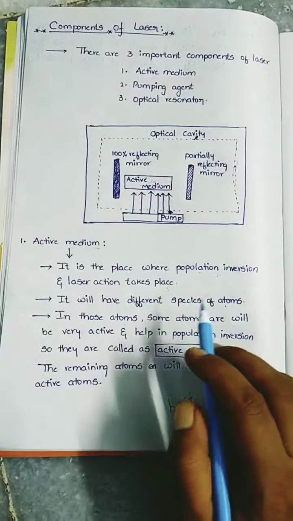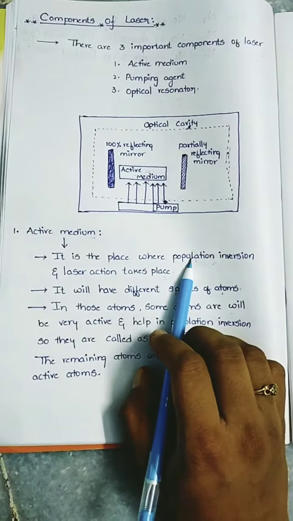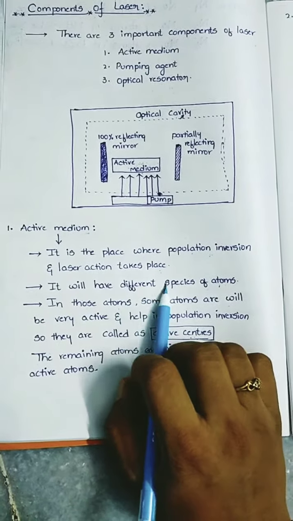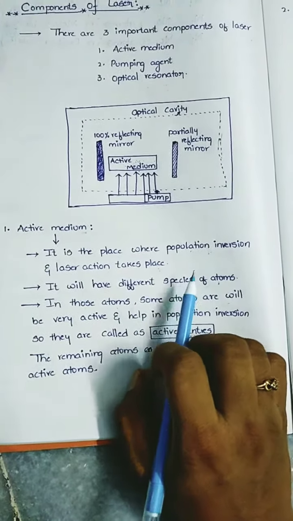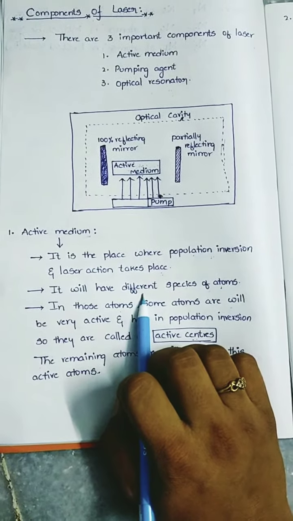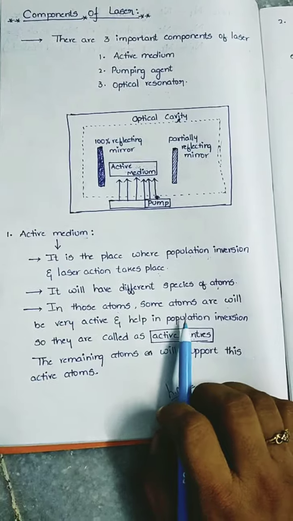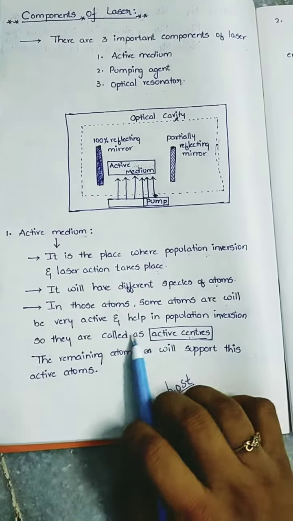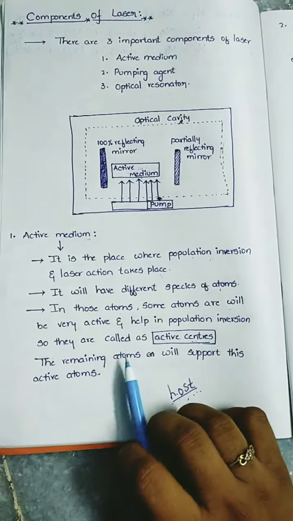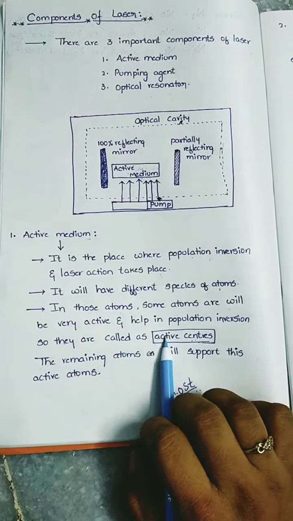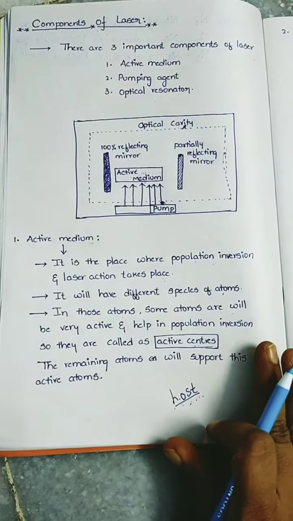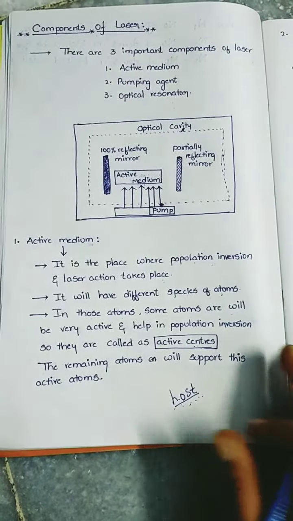Simply, active medium is a place where population inversion and laser action take place. It will have different species of atoms. Some atoms will be very active and they will take part in population inversion, so they are called active centers. The remaining atoms which are helping these active centers are called host atoms. This is all about active medium.